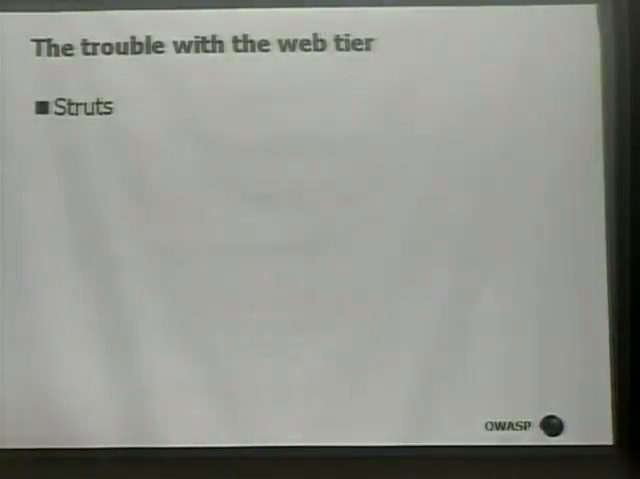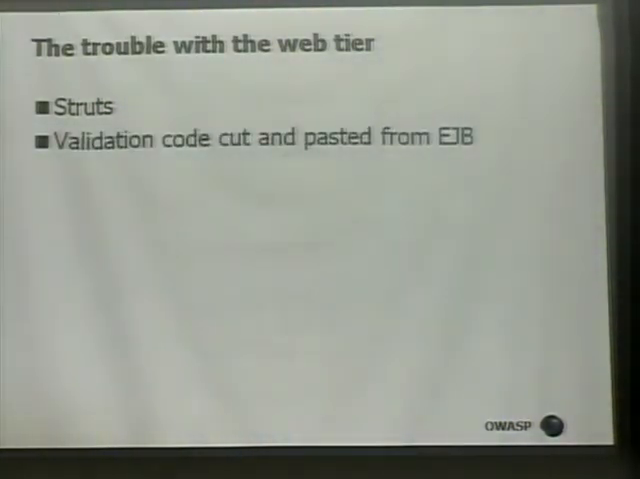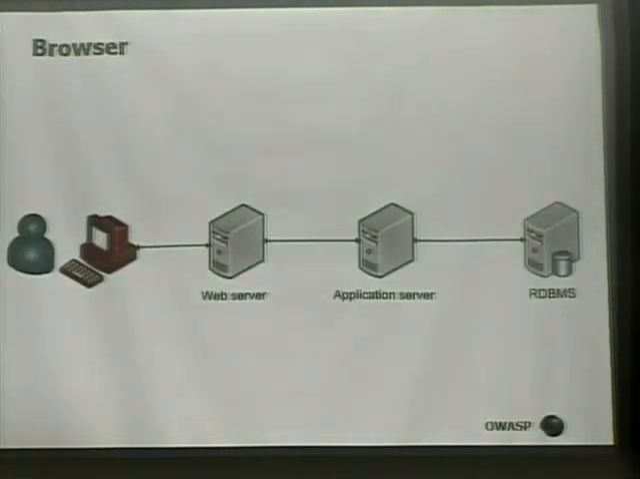The trouble with the web tier is, first of all, that it's in Struts, but maybe that's my prejudice. But more importantly, the validation code that's in that tier is in fact cut and pasted from the business tier, or vice versa. So we have code duplication here.